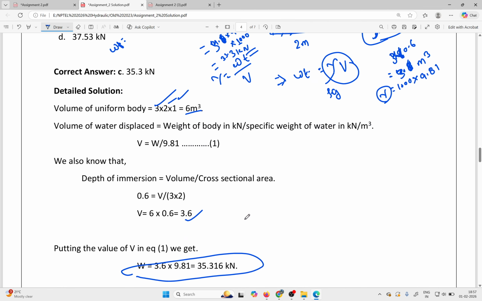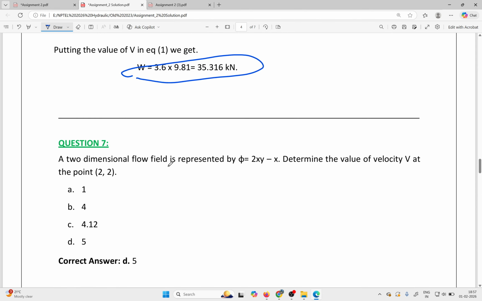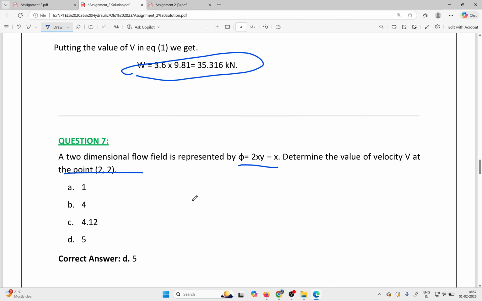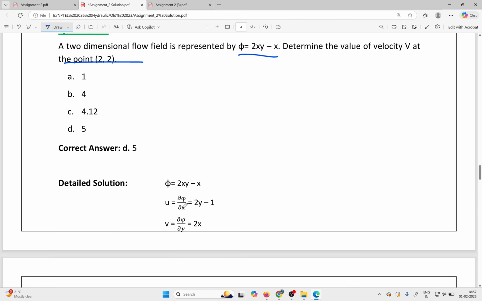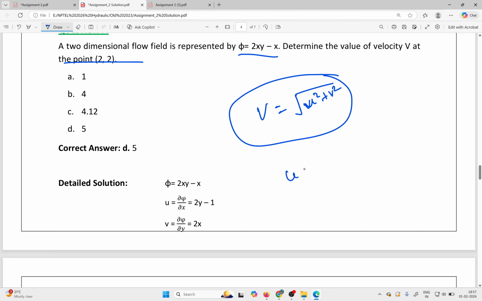So the next question is: the two-dimensional flow field represented by phi equals 2xy minus x. Determine the value of the velocity v at point (2, 2). So you have to calculate the velocity. Velocity means you have to calculate the square root of u square plus v square. Not simple, you will calculate the velocity. u is equal to del phi by del x. You have to calculate also the v component, also the w component. But here w is not given, so it is 0.